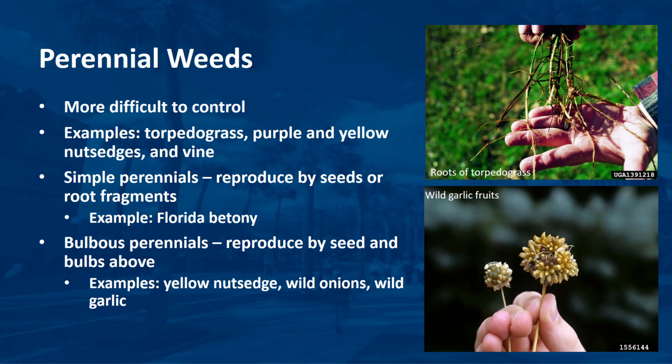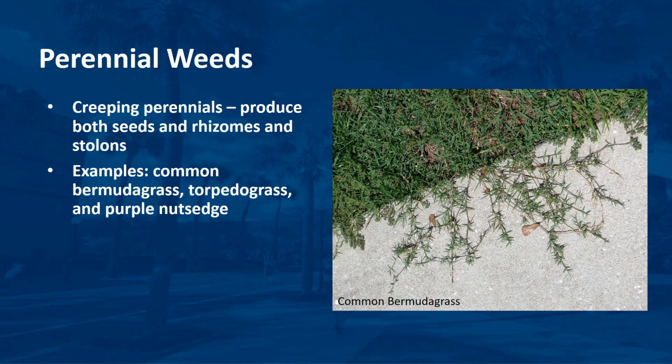Perennial weeds may also be grouped by the type of root system and how they reproduce. Simple perennials reproduce by seeds. Root fragments may also spread by mechanical means such as plowing and produce new plants. An example is Florida betony. Bulbous perennials reproduce by seed and bulbs above or below ground. Examples include yellow nutsedge, wild onions, and wild garlic. Creeping perennials produce both seeds and rhizomes and stolons. The rhizomes and stolons store carbohydrate reserves and can initiate new shoot and root growth at nodes along a stem. Examples include common Bermuda grass, torpedo grass, and purple nutsedge.